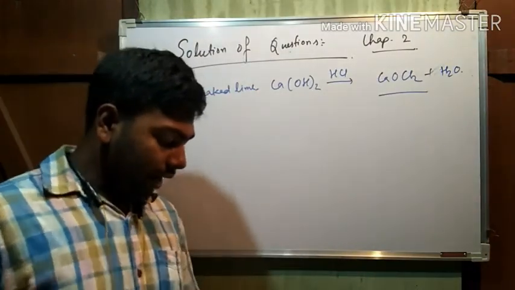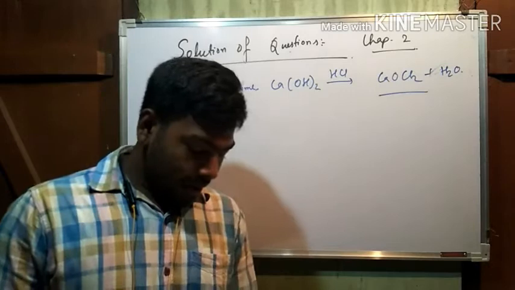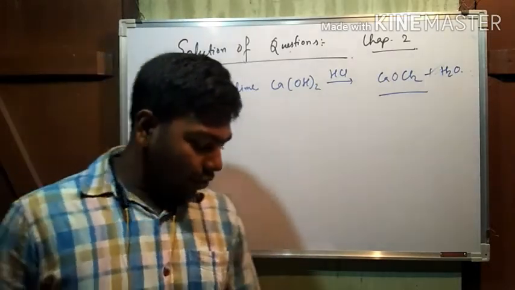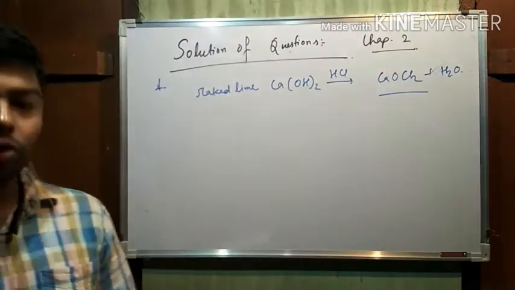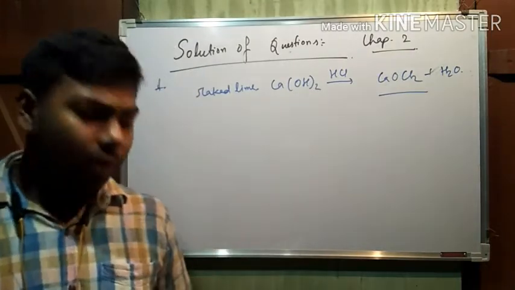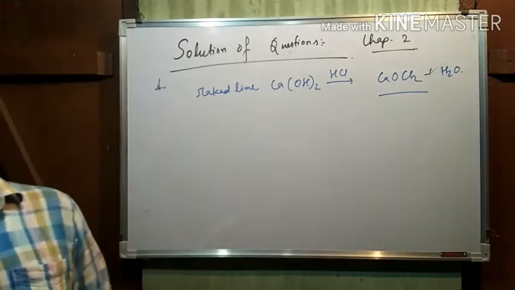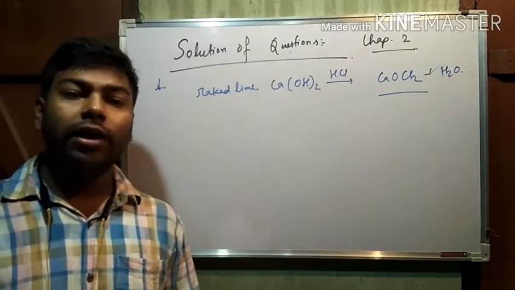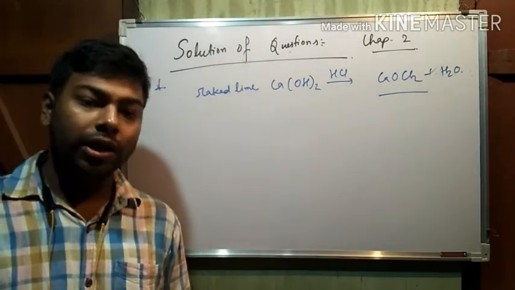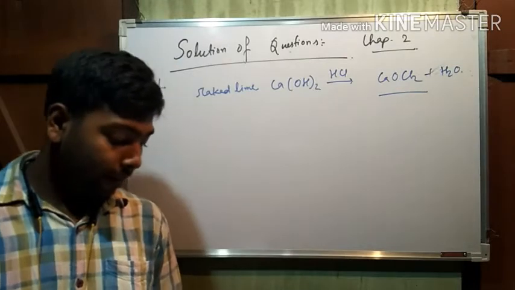Okay, next question. Next question is, name the sodium compound which is used for softening hard water. Simple question, I have already discussed. The answer is washing soda. But remember, you have to write the chemical formula also.